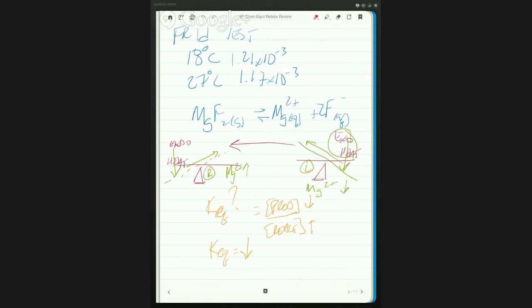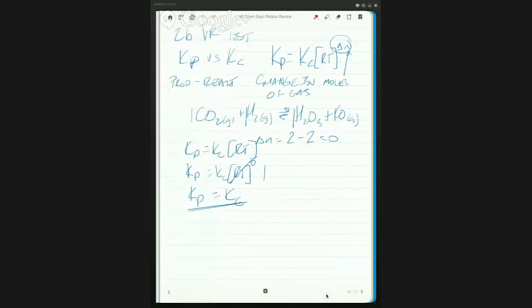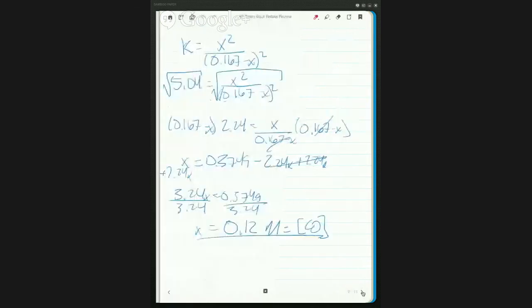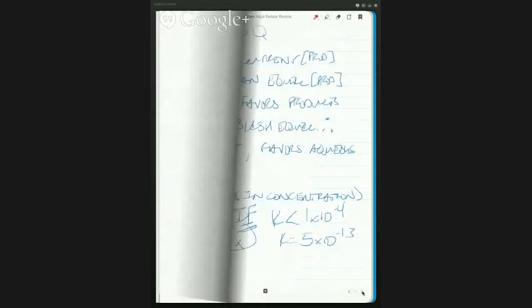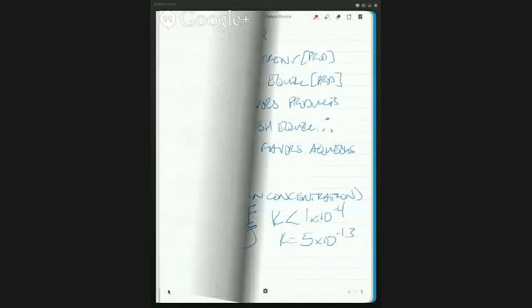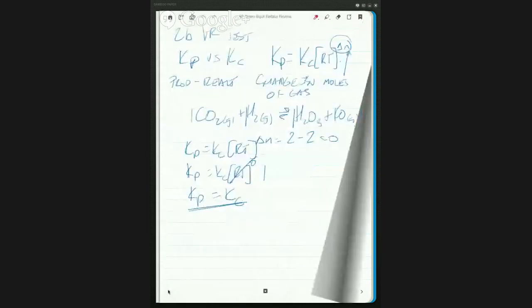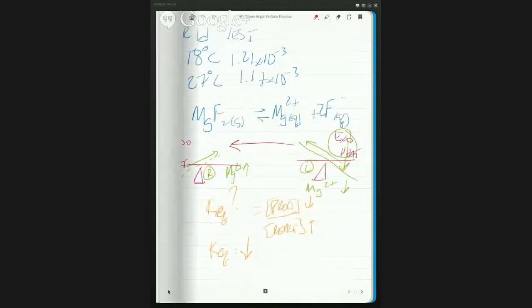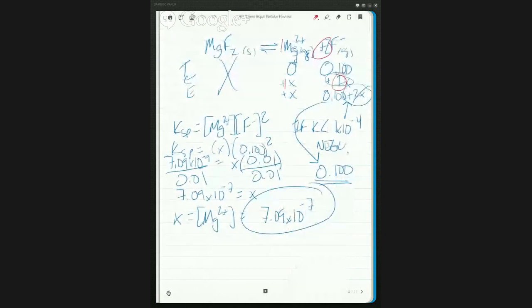All right. Next question. How does common ion affect equilibrium? We did that one already as well. Common ion effect, I did an ICE table. Where did I do that ICE table? I must have done it early on. Yes, the MgF2.